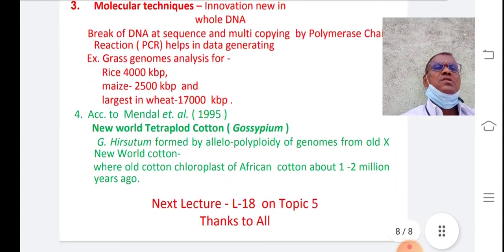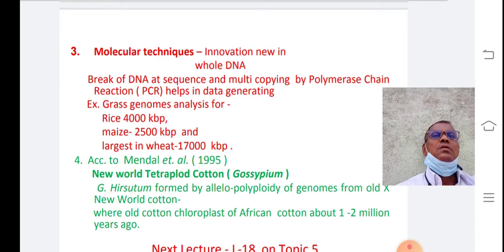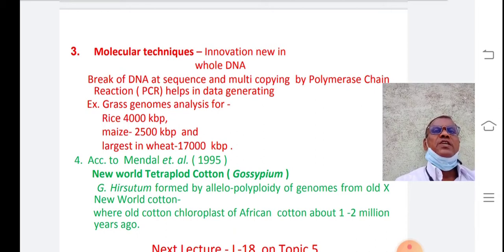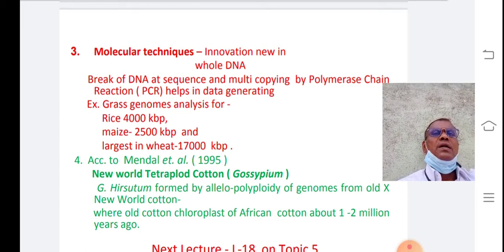And thirdly, molecular systematics. We are knowing the molecular techniques. We are observing the next point: innovation in the new whole DNA. Nowadays genetic engineering is related with the DNA of each and every plant. So breakup of DNA at the sequence and multi-copying by polymerase chain reaction, commonly called PCR, helps in data generating. For example, grass genome analysis done in rice, maize and wheat. In rice 4000 kbp genomes, in maize 2500, and the largest in wheat, 17,000 kbp.